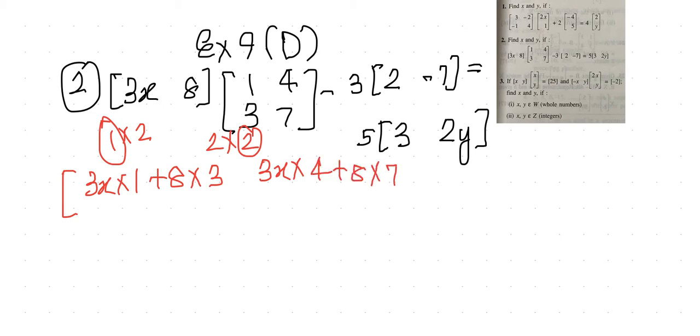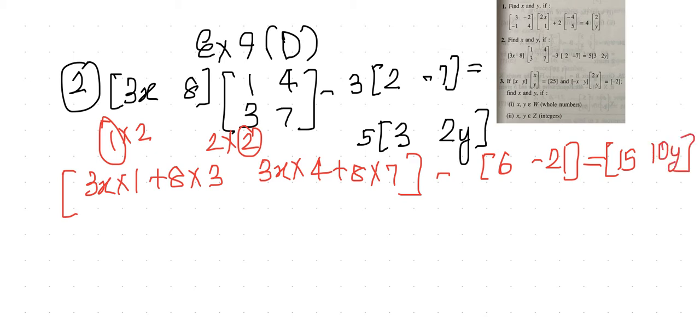Then minus, you have 6 and then minus 21, and this is equal to, when you multiply this, 15 here and 10y. Okay. So now children, we will be moving on to the next thing. We will just see what values we are getting upon multiplication, so we will write that down.